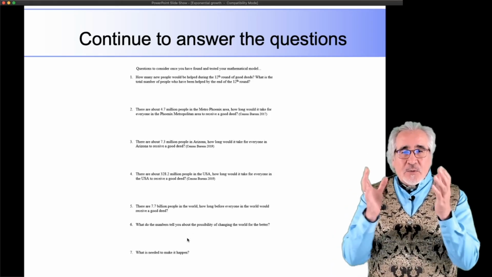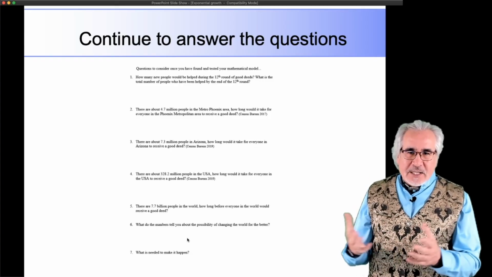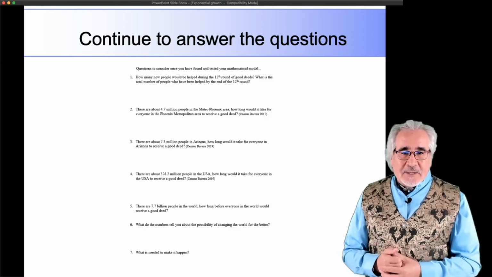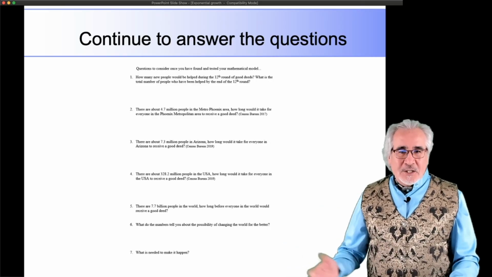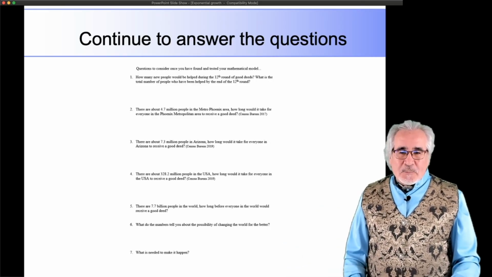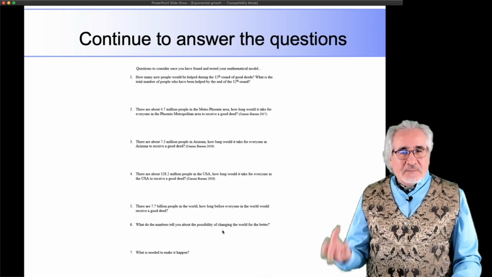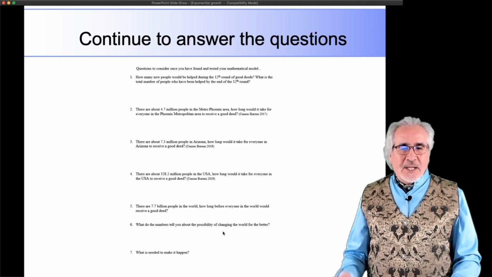Okay, so what we've done is we've worked through this. We see the math works. However you want to look at it, it's a couple years. It's certainly within our lifetime, even if it took a whole year to do these good deeds. But it's a short period of time, relatively speaking. But our conditions today don't see this happening. So what do we need to make it happen?